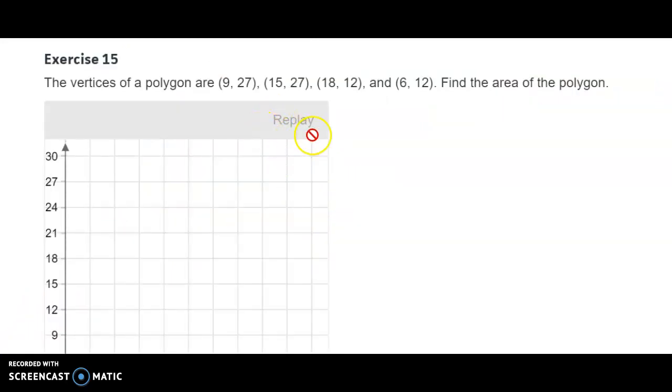And we're back. So again, you're going to plot your vertices and then they're asking you to find the area. Use the formula for area, whatever your shape happens to be.